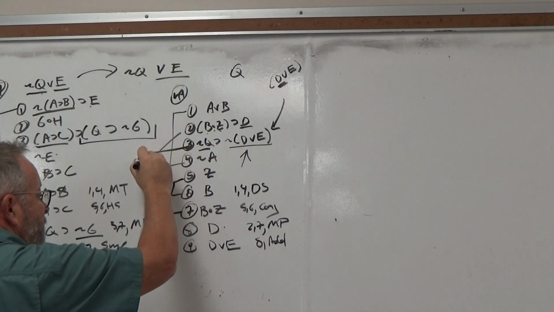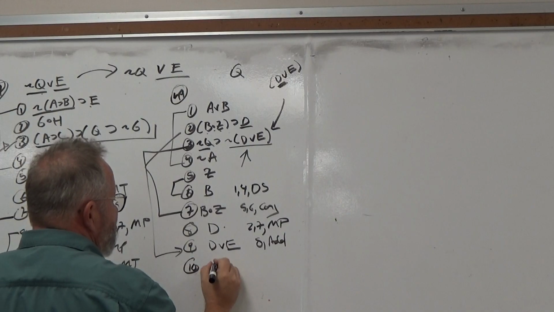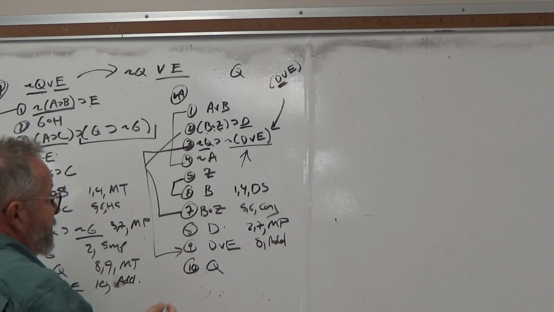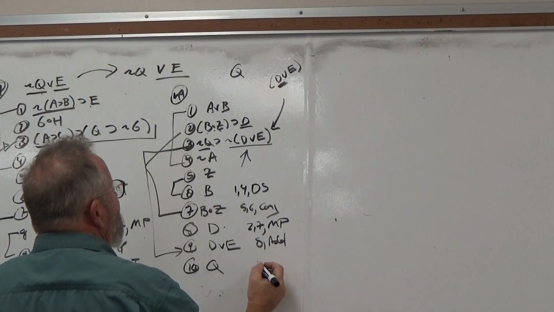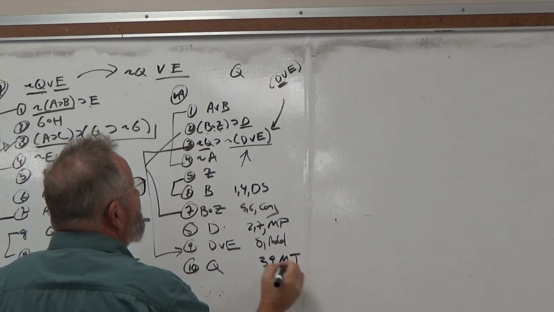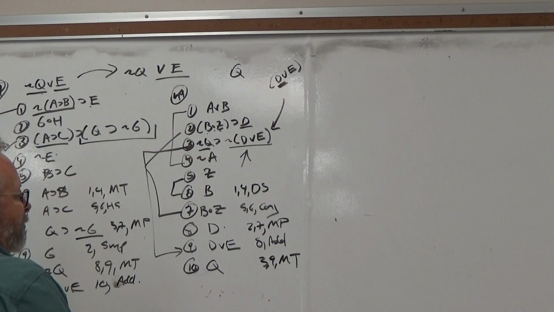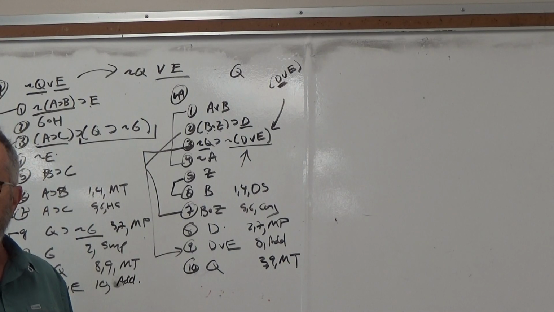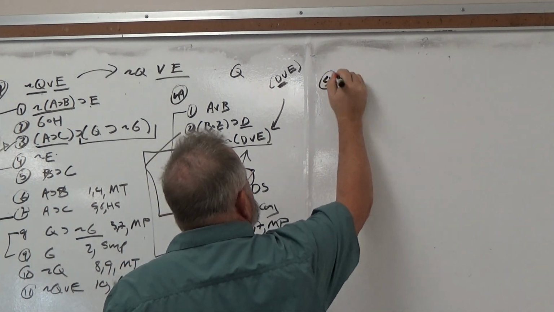Now if you look at 3 and 9, I can do a modus tollens, and that gets me not Q, which is the same thing as Q. And that's 3 and 9, modus tollens, and that's it. Were we after Q? Yeah, okay. So that's 49.